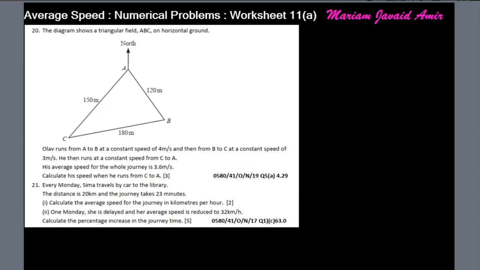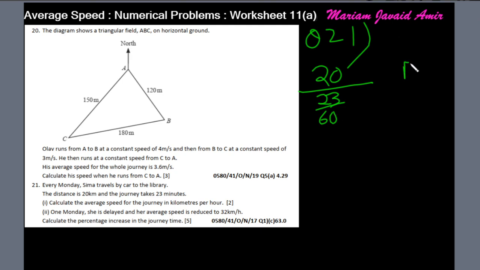Okay, question number 21. Every Monday, Seema travels by car to the library. The distance is 20 kilometers and the journey takes 23 minutes. This is 21. It was looking like 24. Okay. Calculate the average speed for the journey in kilometers per hour. So 20 over 23 by 60.